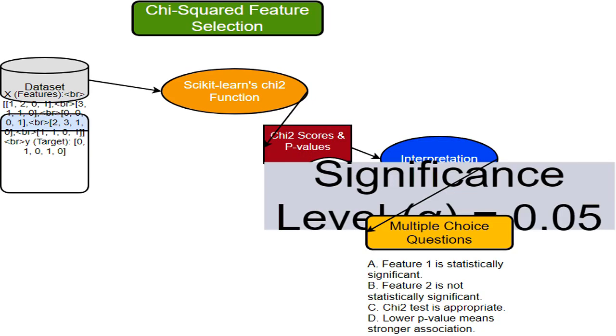These are multiple choice questions based on my chi2 results. Statement A asks if feature 1 is statistically significant. Statement B asks if feature 2 is not statistically significant. We'll decide whether these statements are true or false based on the p-values and a significance level, alpha, I've set to 0.05. A p-value below 0.05 suggests statistical significance.